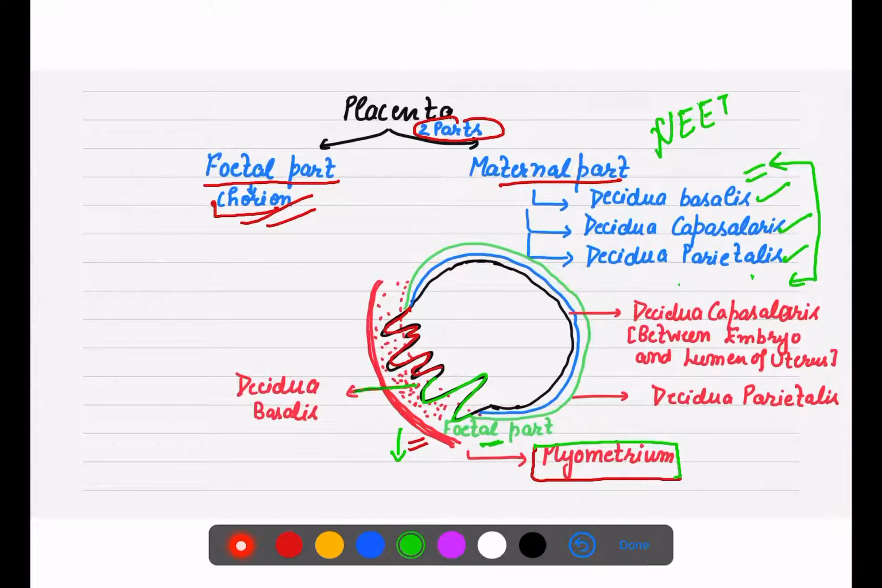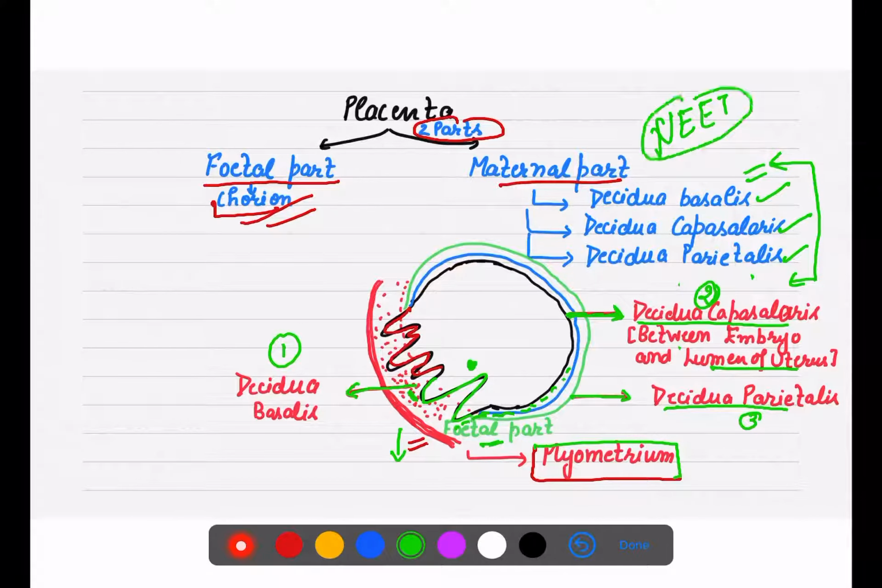Decidua basilis is present towards the chorionic villi side, means towards the base. The middle one is the decidua capsularis. This is the middle one. Basically it is present between this growing embryo as well as the lumen of the uterus. So it is the second layer, decidua capsularis. This is the first one, present at the base, and the outermost is the decidua parietalis. That is all you need to know at this level in 12th, even for your NEET also.